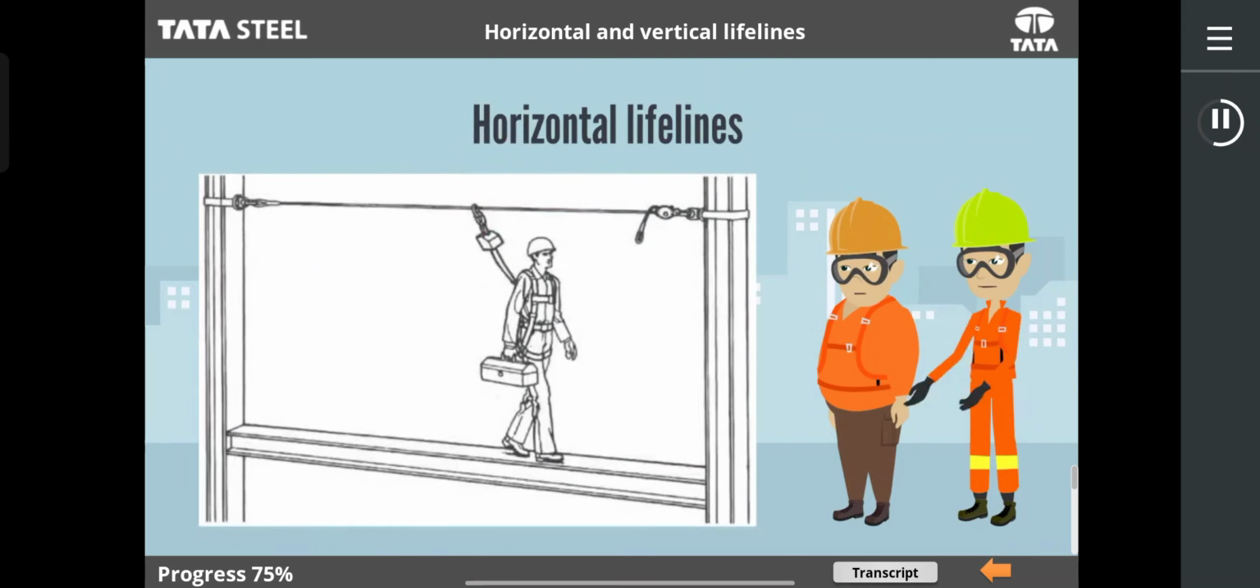Correct. The horizontal lifelines should be properly installed and used. It is important that horizontal and vertical lifelines shall be designed, installed, and used under the supervision of a qualified person as part of a complete personnel fall arrest system. Let us look at the usage guidelines of lifelines.